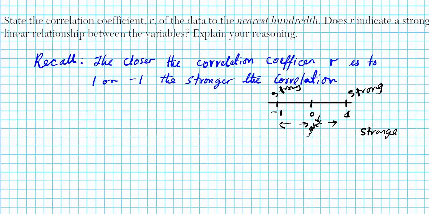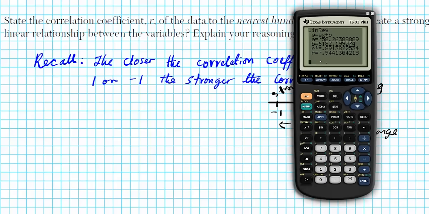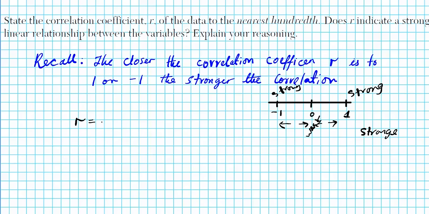Now, what is our correlation coefficient? Just go back to the calculator. R is our correlation coefficient, so R is actually -0.94413. We're asked to round to the nearest hundredth, or to 2 decimal places. So R is -0.94. Now, what kind of relationship does this result indicate?